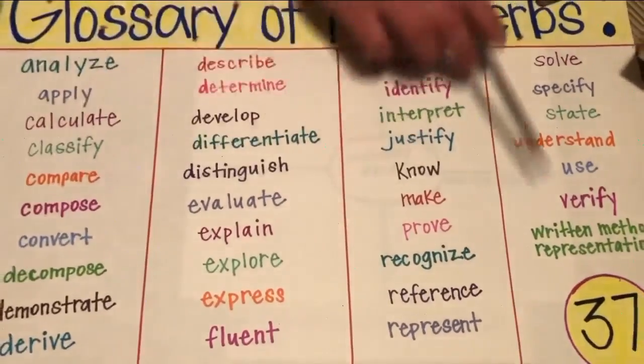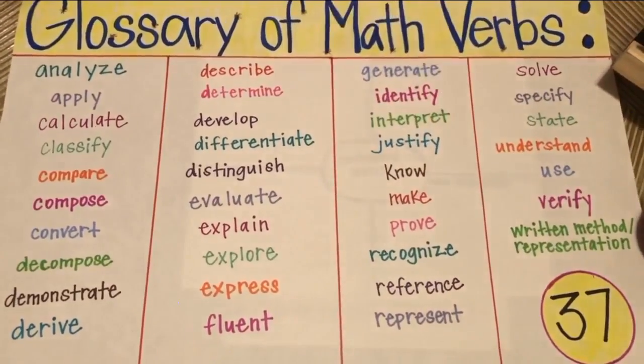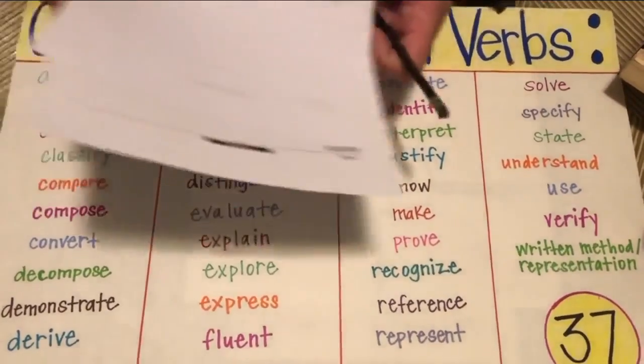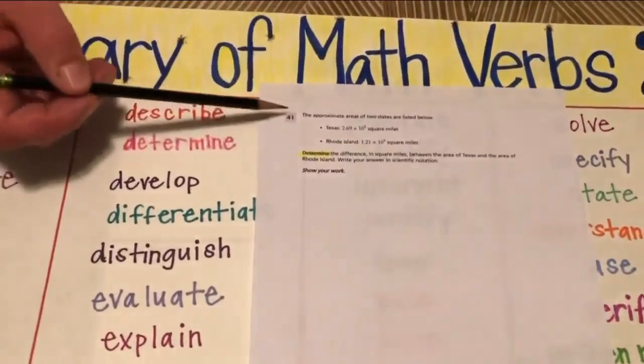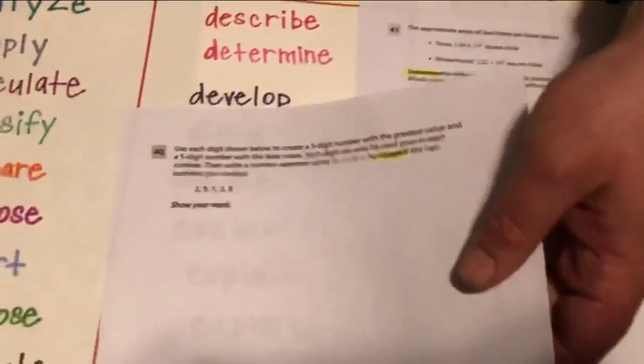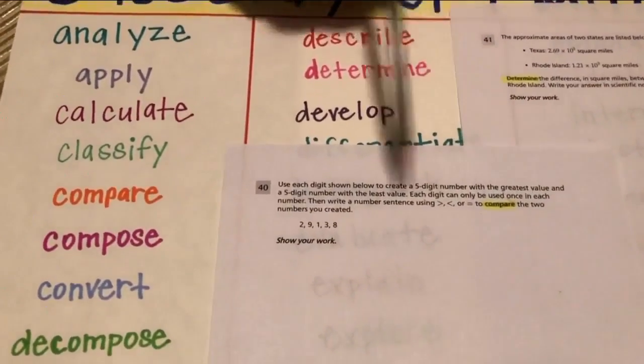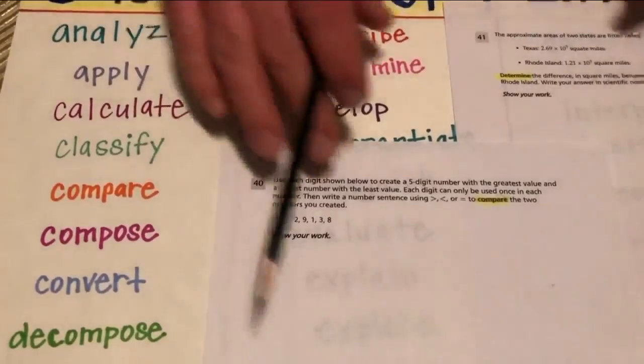But we're lucky because New York State has produced a glossary of math verbs. There's 37 verbs that your child must know to master things like state assessments, where these show up, such as the word determine. Here it was number 41 on last year's assessment, determine the difference in square miles. And here's another assessment example from last year. Question 40 had the students compare the two numbers you created, and there's compare on our list.